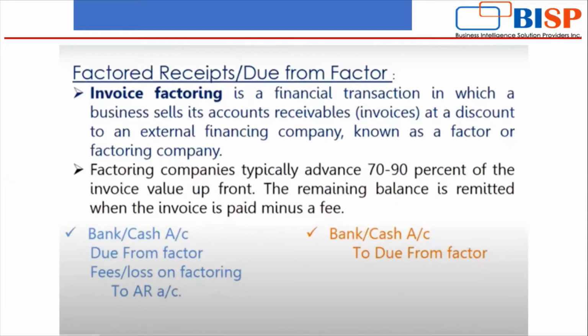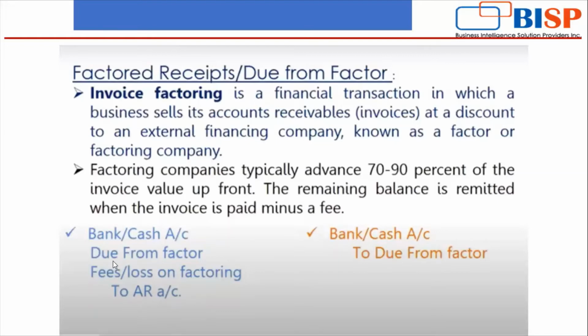So the accounting entry or the journal entry for this is bank and cash account debit. First of all, when we receive this 70 to 90% upfront from the factoring company, we debit bank and cash because the organization is receiving the bank and cash, and the accounts receivable account is credited because this is a due entry that we have received from our debtors. So our accounts receivable has a debit balance, so it will be credited and bank will be debited.